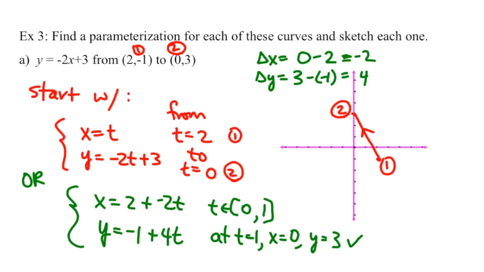I think this is the easiest way to parameterize a line, is to let x and y start with the point that we're starting at, and then add some multiple of t, where the multiple of t is the change in x and the change in y accordingly for where I want to go from that start point.